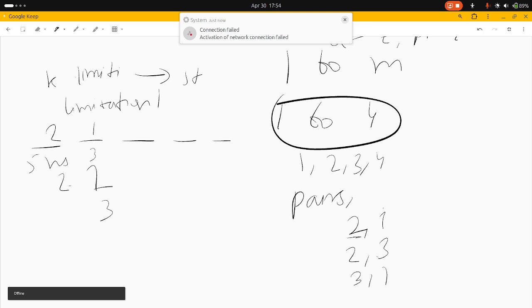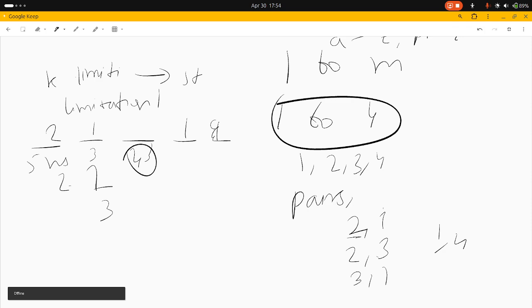And also we can take its reverse. For example, there's a 1 4 pair. So before 1 there cannot be a 2 or 3, because it makes a forbidden consecutive pattern, and also after 1 there cannot be a 4. So it goes forward as well as backward. There's no particular order. We just have to avoid the forbidden patterns, and we have to fill the n blanks.